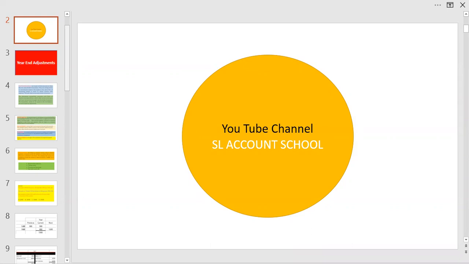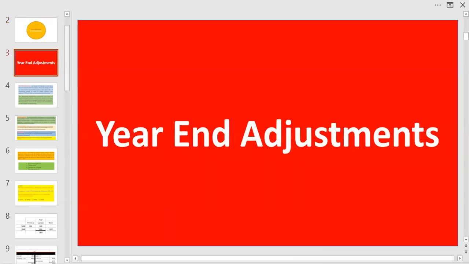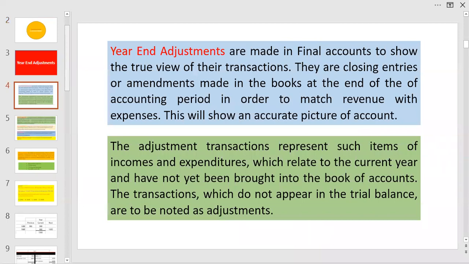Today's topic is year-end adjustments. Year-end adjustments are made in final accounts to show the true view of their transactions. They are closing entries or amendments made in the books at the end of the accounting period in order to match revenue with the expenses.